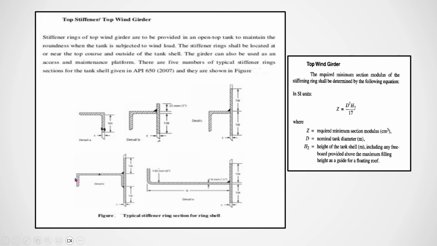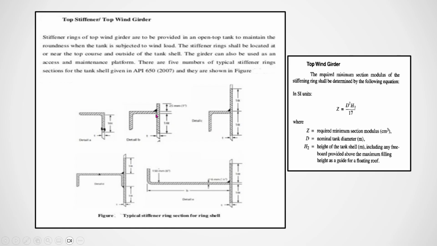And now this one is the rafter, the wind girder. You see, it is made of channel. Its size is bigger. It is made of channel. Its size is bigger. Here you can make the platform also, a walkway for your personnel.